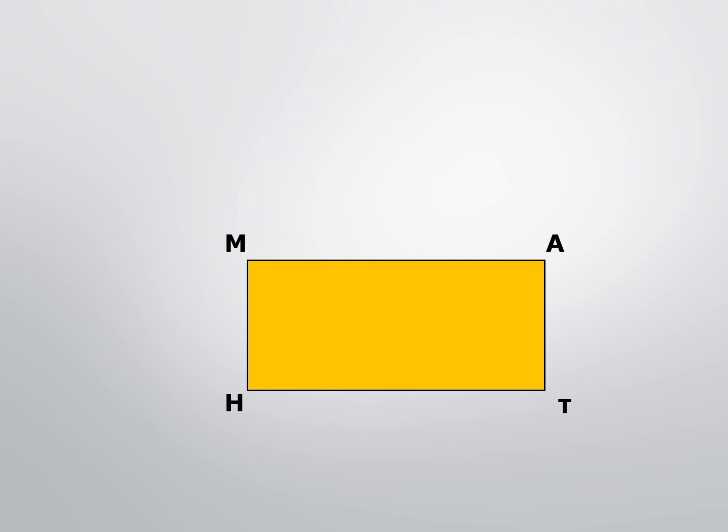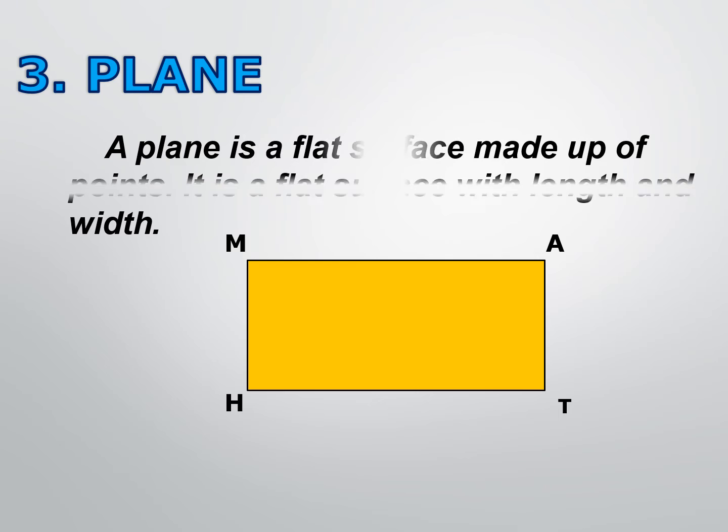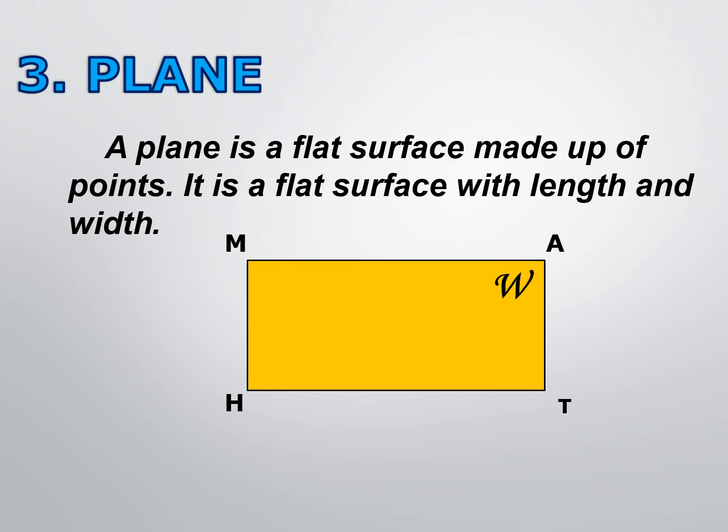So how about this one? How are you going to name this figure? This is known to be the plane. The plane is a flat surface made up of points. It is a flat surface with length and width. So that's the difference of plane to our point and to our line.